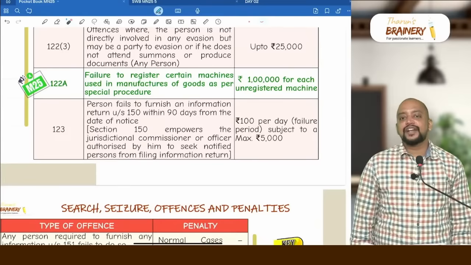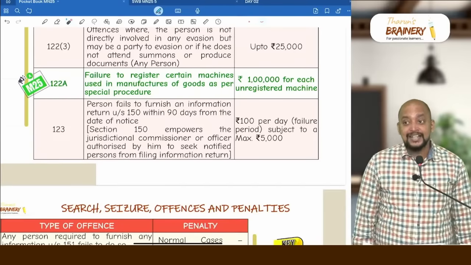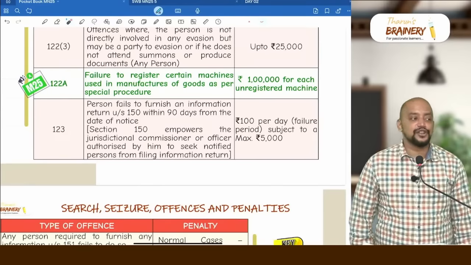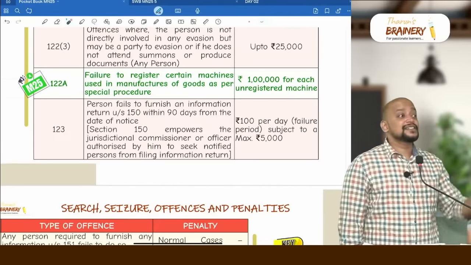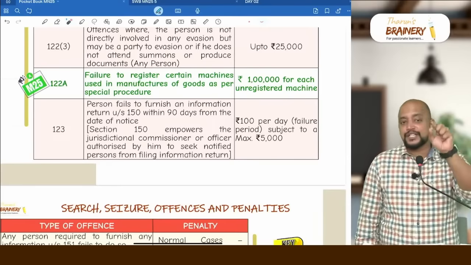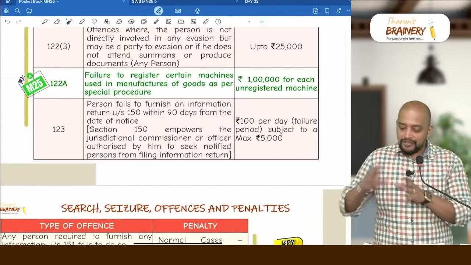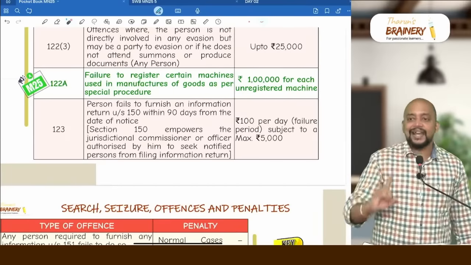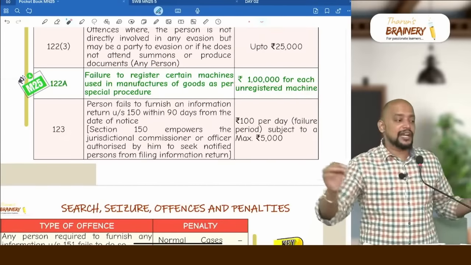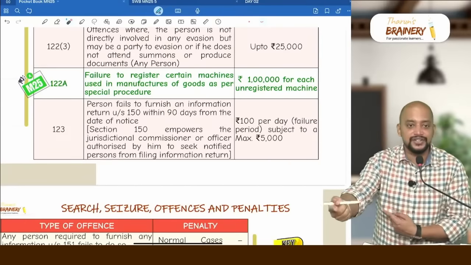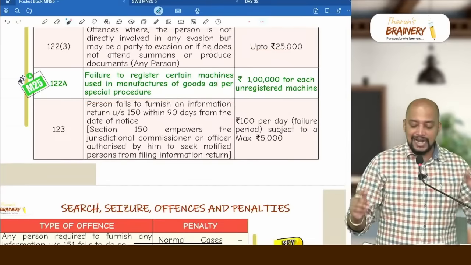What happened is, these tobacco manufacturers used to buy a lot of machines, and using these machines they would make a lot of production, and therefore no one would know about these machines. So production capacity is not noticeable. Then the department came out telling that every machine that you have, you need to register the machine, not register the business, you need to register the machine. Like that they brought in a special procedure, and these people were not complying, thinking why should we register machines and all. So therefore they brought in a penalty now. What is that penalty? 1 lakh per machine if you are not registering it, 1 lakh for each unregistered machine. If you have 10 machines, 10 into 1 lakh, 10 lakhs you need to pay as penalty. Now they will come and register for that reason. Failure to register certain machines used in manufacture of goods as per the special procedure: 1 lakh for each unregistered machine.